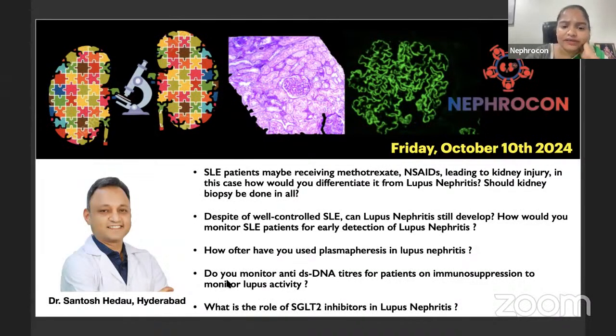So, do you monitor dsDNA titers for patients on immunosuppression to monitor lupus activity? No, usually once they are on immunosuppression and are a well-diagnosed case, I do not monitor. But when I am going to wean or stop the therapy, before weaning immunosuppression, I do check dsDNA levels and complement and see if they are okay. Then I start weaning. Or if there is any change in proteinuria and creatinine in an otherwise stable patient who was on regular immunosuppression, then I do check these levels, but not regularly.